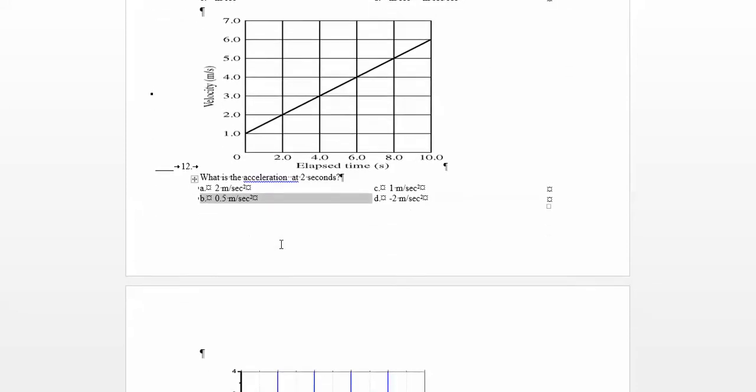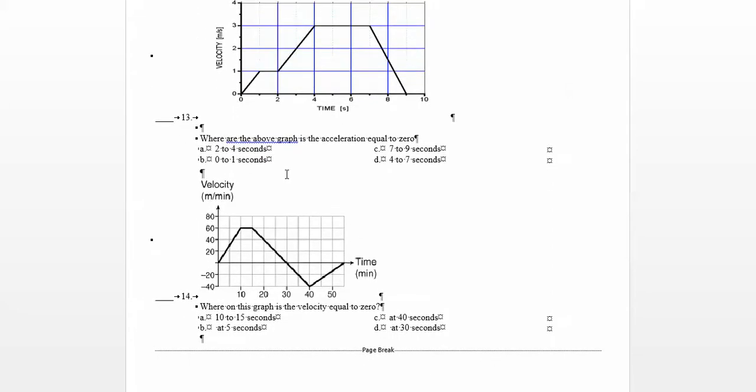Okay, here's another one. Look at the graph. Velocity over here. Elapsed time over here. What's the acceleration at 2 seconds? On a velocity versus time graph, the slope is our acceleration. So we figure out the slope between 0 seconds and 2 seconds. It basically took 2 seconds to go up by 1, so this is going to be half of a meter per second squared. I guess I didn't get to taking out the multiple choices on these.